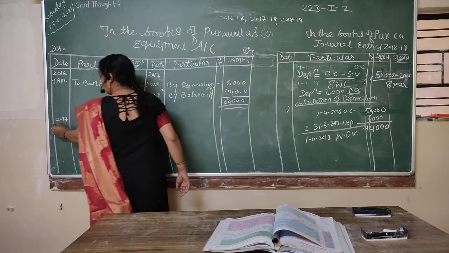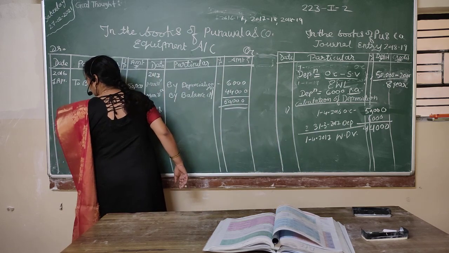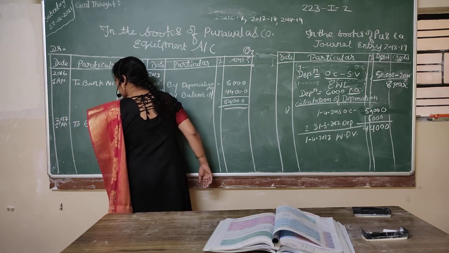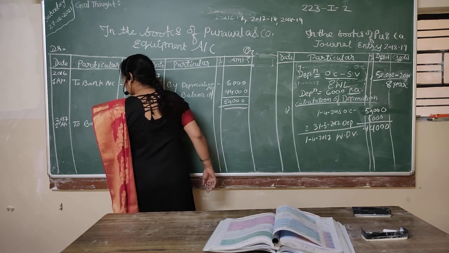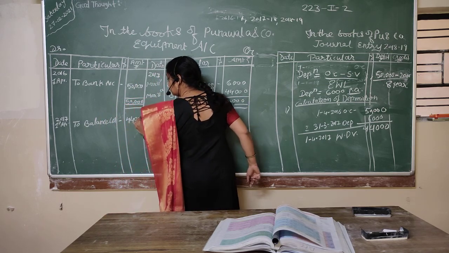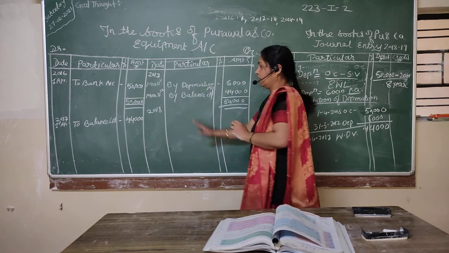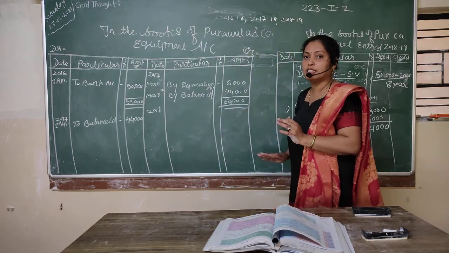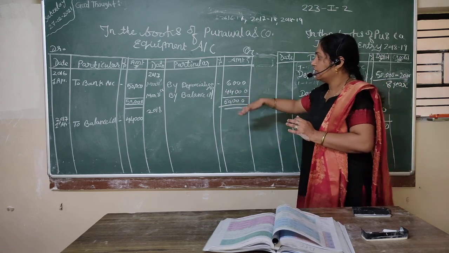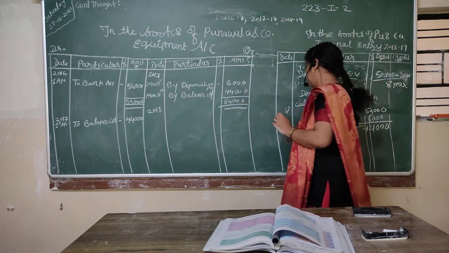On 1st April, first I will record the opening balance, that is to balance brought down, 44,000. So students, in the next year no transaction is there. The sale happens in the 3rd year. So again at the end of the year we will charge the depreciation.